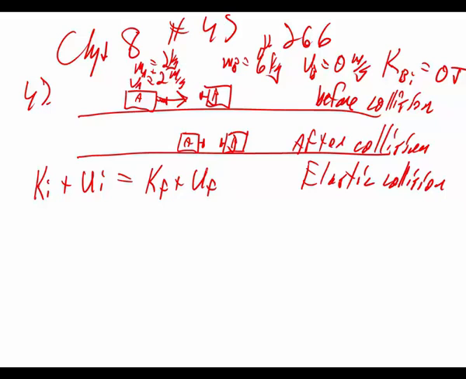Now you can't forget that you've got 2 objects here, right? So each one has potential energy and each one has kinetic energy. So there's a K initial A and K initial B and U initial A and U initial B, correct? And likewise on the finals, right? That makes sense? It has to, okay?